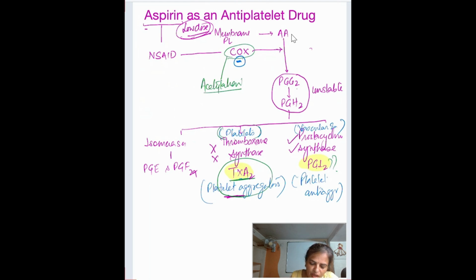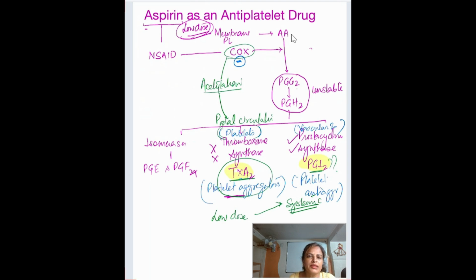Now what have you done? You have given a low dose. So what happened to the platelet? Acetylation will happen in the portal circulation. Once it has happened in the portal circulation, what happens in a low dose? A very small amount will come into the systemic circulation. Very little reaches the systemic circulation, so it is not able to inhibit.